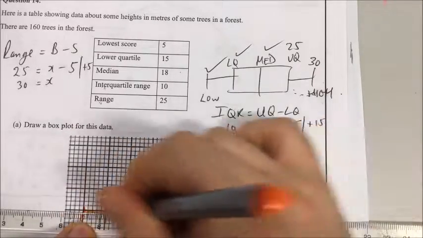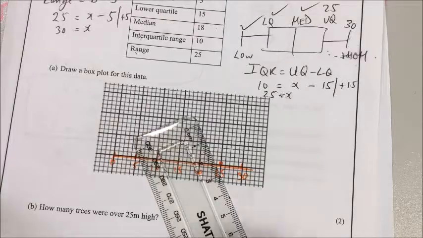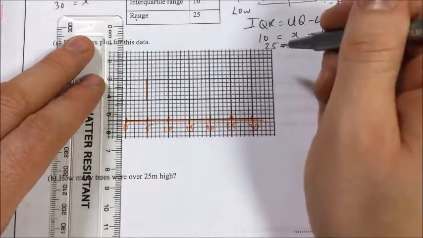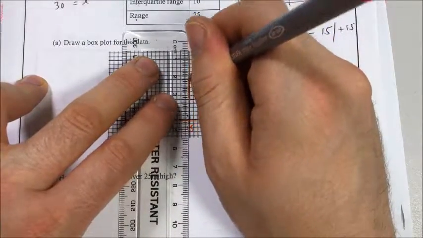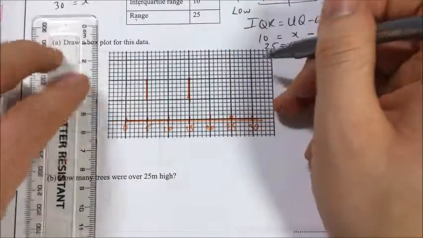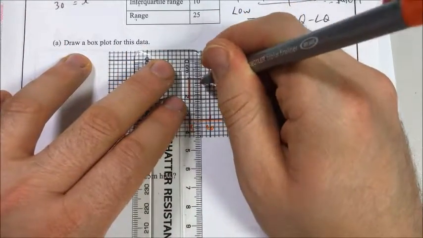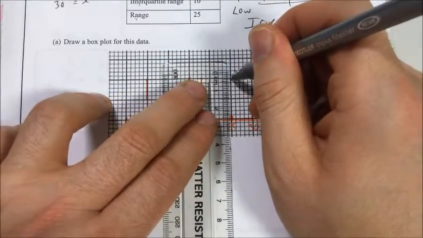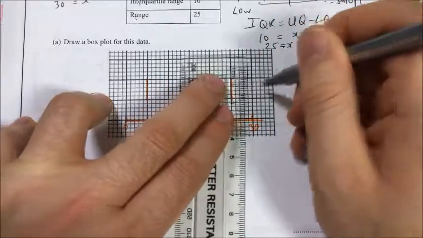It's awkward because it's so dark, and I imagine it's going to be awkward for you. So the lowest score is 5, so we need a little line above 5. Our next one, the lower quartile, is 15. I'm just trying to make it obvious for you. In an exam, this would be really light paper, and your pencil would show through dead easily. The median is 18. The upper quartile we figured out to be 25. And the maximum value is 30.